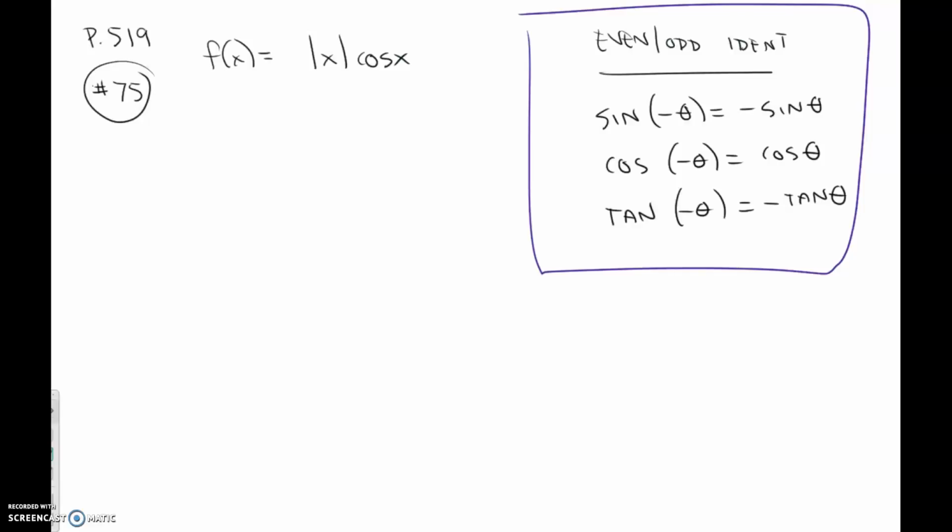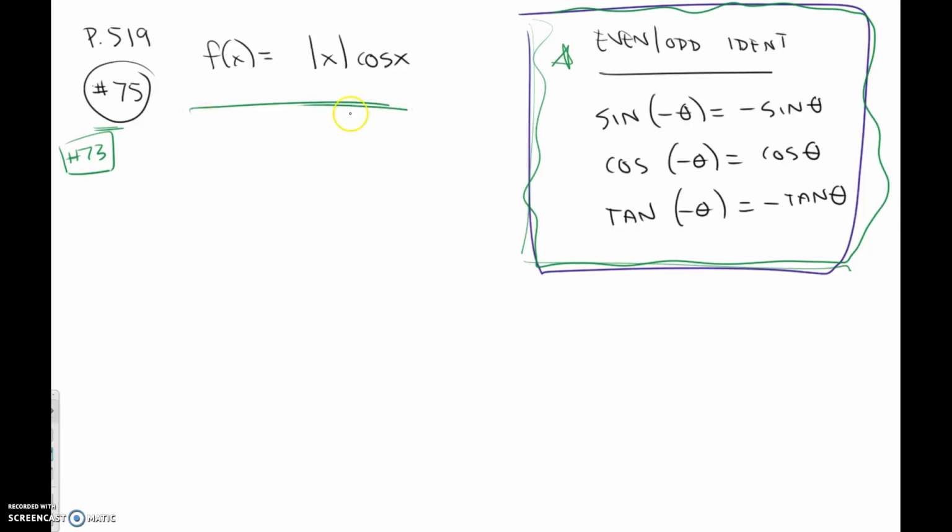All right, this is number 75 on page 519. Now, if you didn't watch the video on number 73, please go watch that, because I kind of talked a little bit about what even and odd functions were and these even and odd identities. Again, I probably shouldn't have assigned this one because I didn't have time to go over these identities in class and prove them, but if we just assume that we have these identities and they are true, we should be able to test to see whether this one is even or odd.